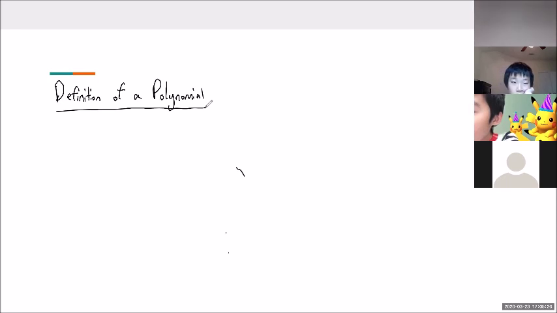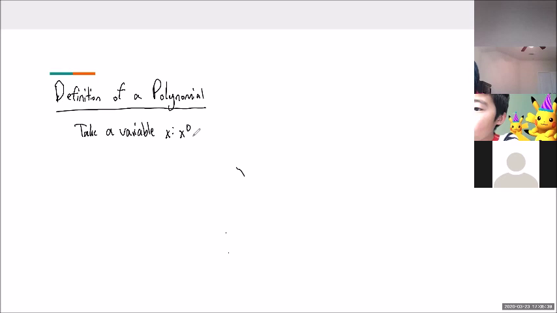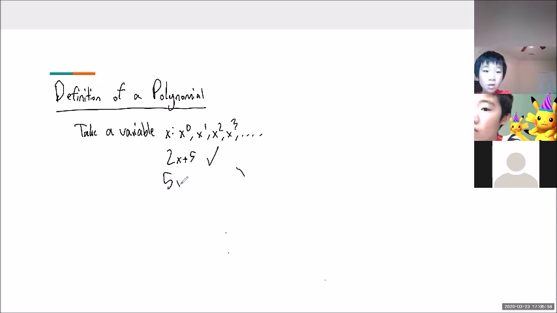So please pay attention and try to learn as much as you can. Now, what is a polynomial? Let's take a variable x. You can take it to some power. For example, x to the 0th power, x to the 1st power, x squared, x cubed, and so forth. So we have all of these terms. In fact, a polynomial is just when you add some combinations of these terms up. For example, 2x plus 5 is a polynomial. 5x plus 7 is a polynomial.